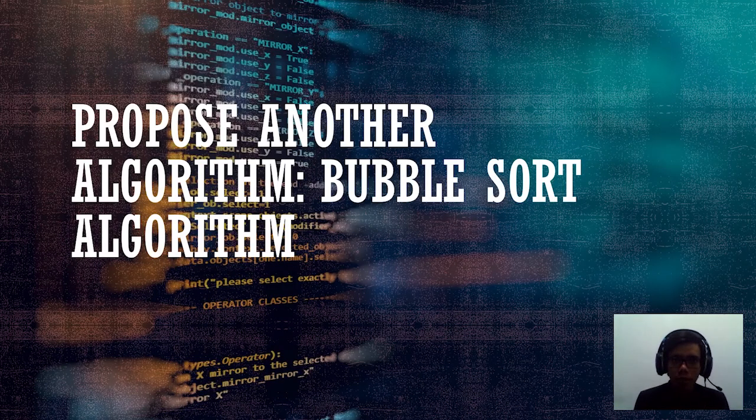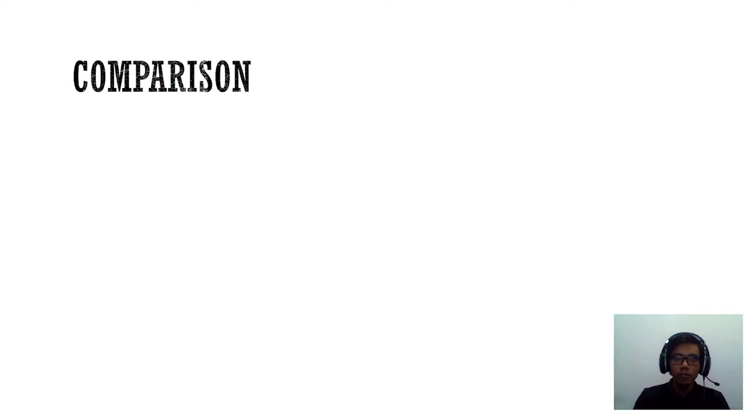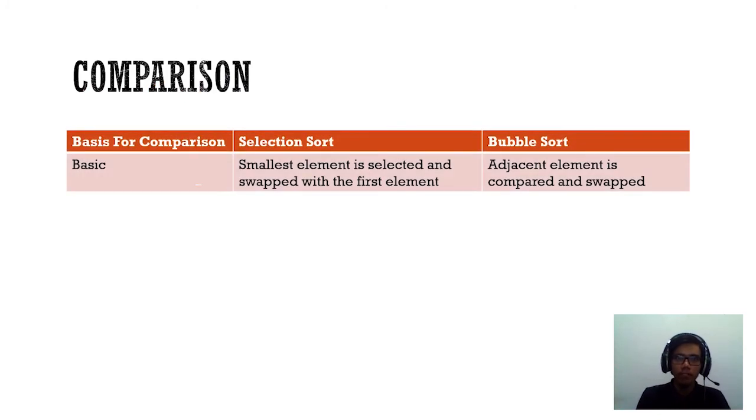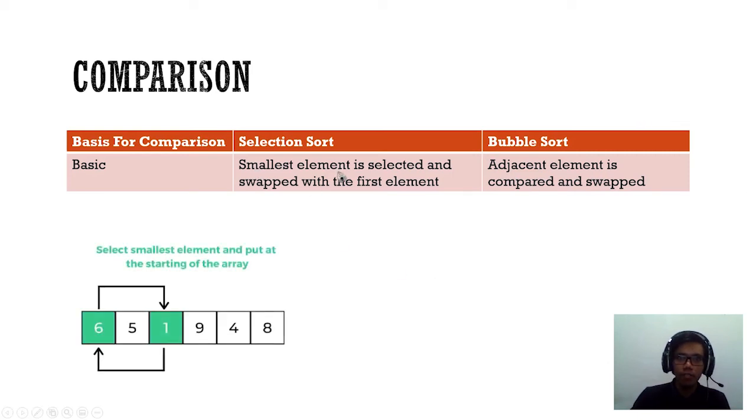Next, we are going to propose another algorithm, and that is the bubble sort algorithm. First, we're going to compare the basics of selection sort and bubble sort. For the selection sort, the smallest element is selected and swapped with the first element. For the bubble sort, adjacent elements are compared and swapped. For example, for selection sort, the smallest element is selected, so we scan, find the smallest, and conclude that 1 is the smallest. Then we swap it with the first element, number 6, so number 6 will go to number 1's place. That is for the selection sort.